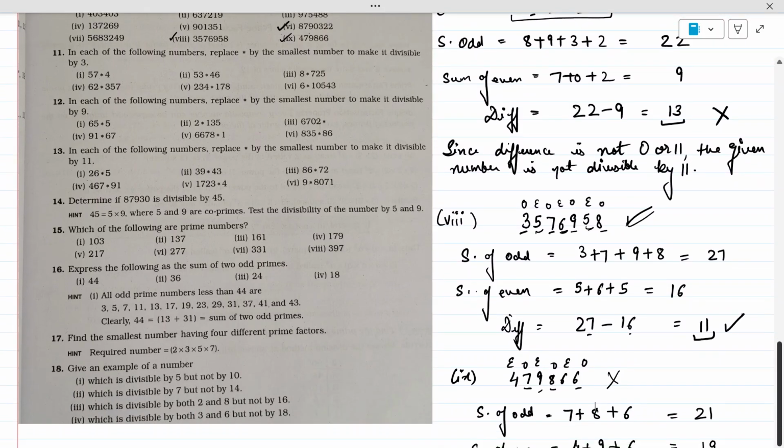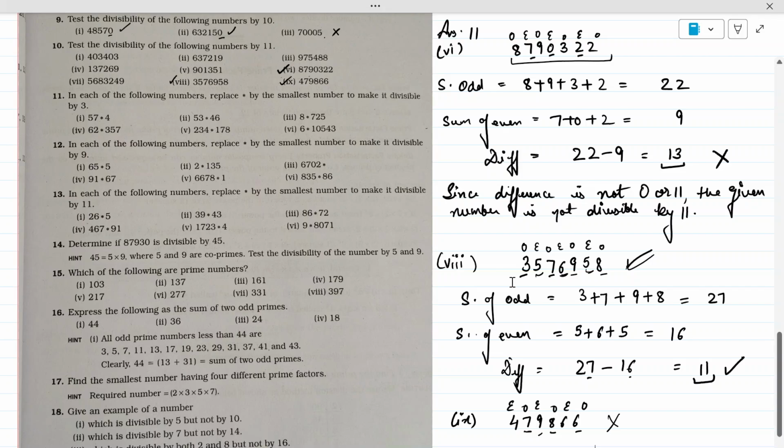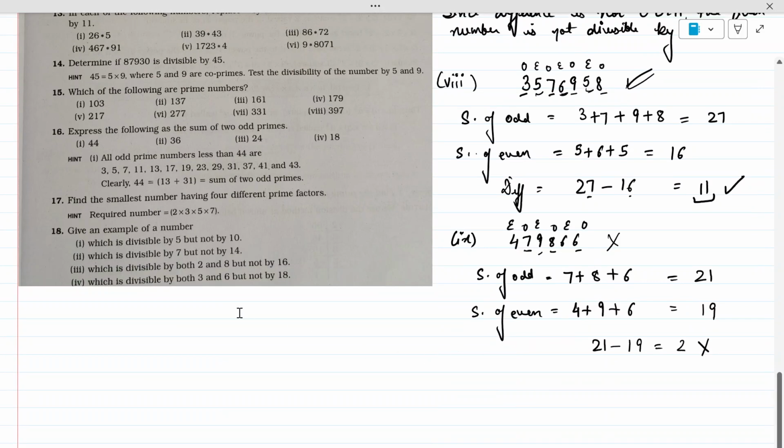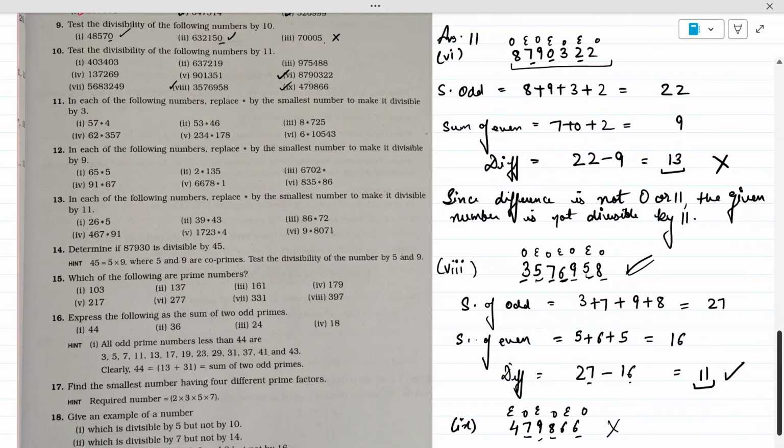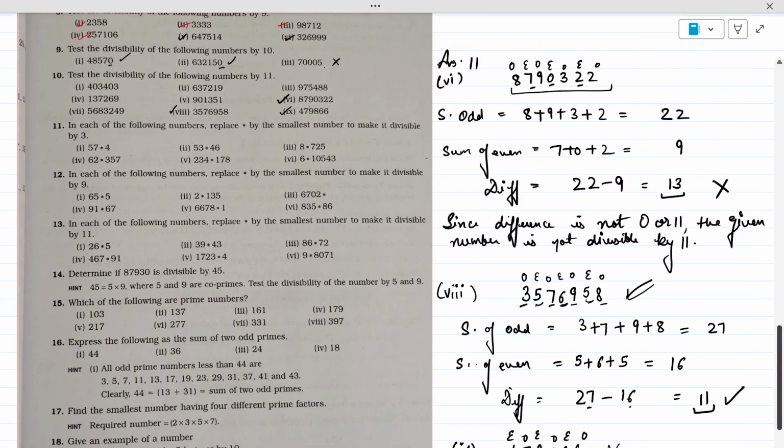So kids, for the rest of the questions, let's continue here and we'll see. Question 11. In each of the following numbers, replace the star sign, or you can call it asterisk, with a number. We have to replace this sign by the smallest number to make it divisible by 3. Okay, so let's see how to do this.